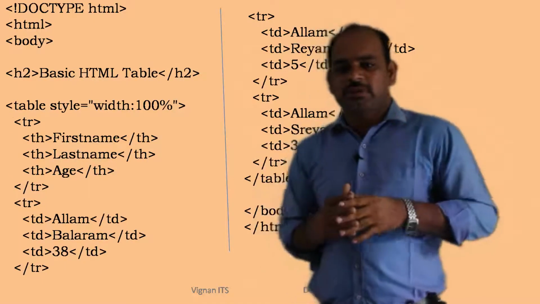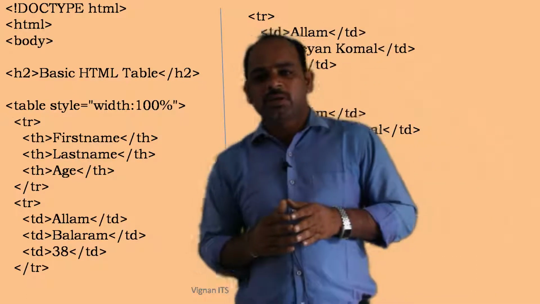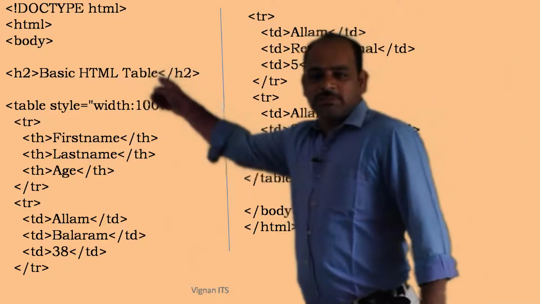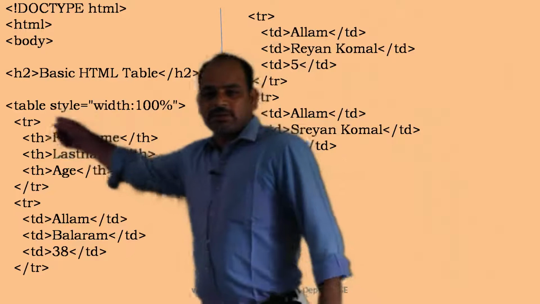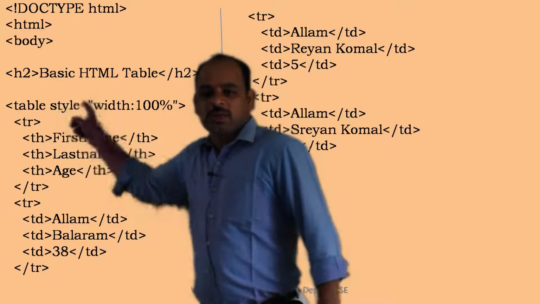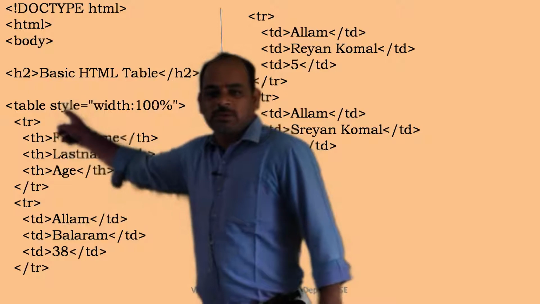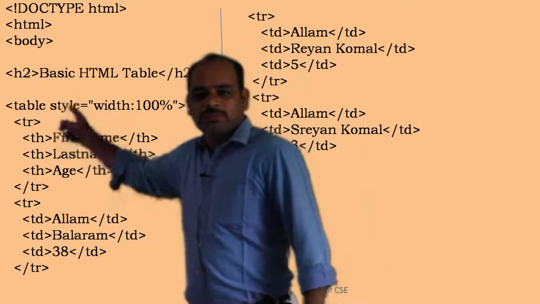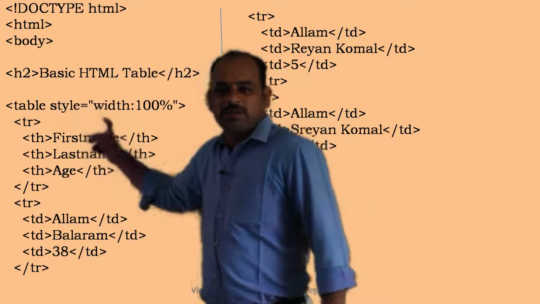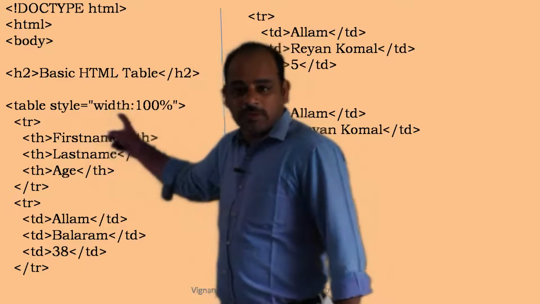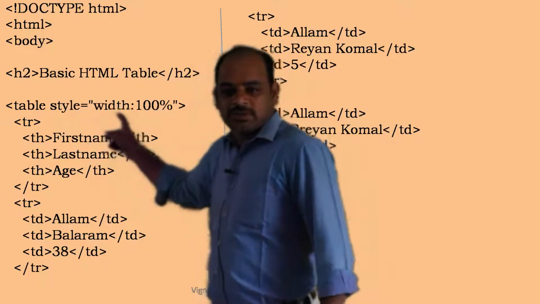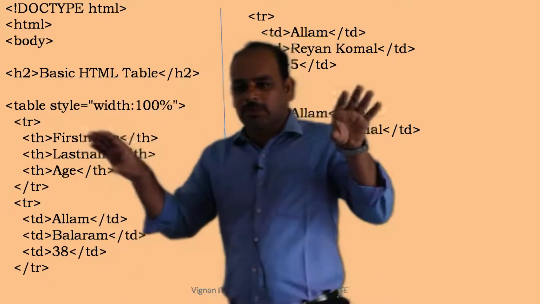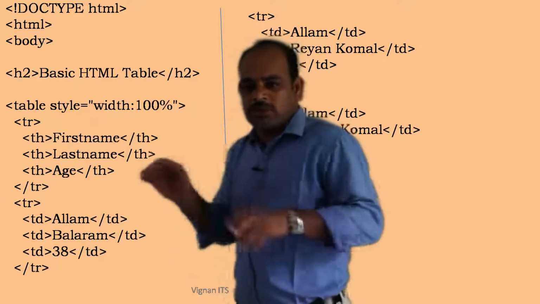Next, you can see this example code in order to create a table. Here is a basic HTML table. Here we are using the table tag, in which we are using the style attribute. The style attribute specifies the width of the table. The width value is 100%, which means the table is spanned across the entire web page in the horizontal direction.